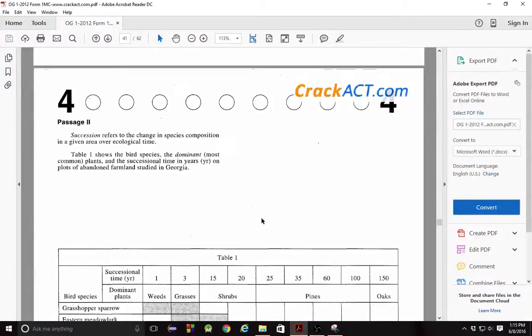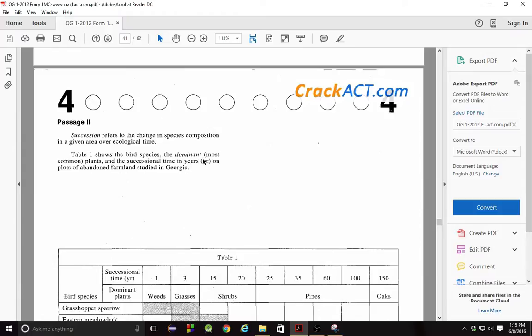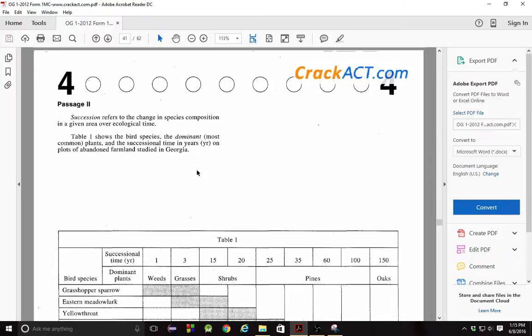Okay guys, so today, let's check if this thing is working. Yes it is. So today we are going to do passage 2 for ACT Science.